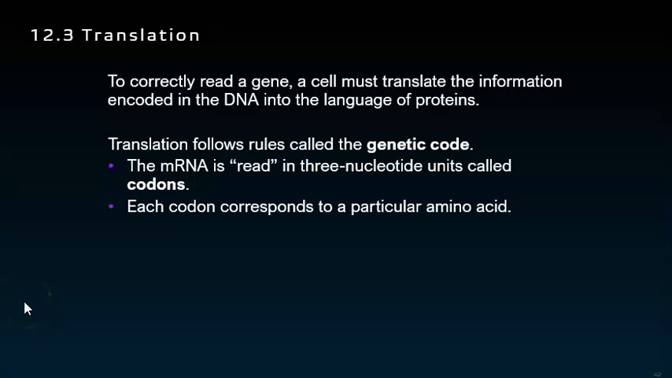So to correctly read a gene, a cell must translate the information encoded in the DNA into the language of proteins.